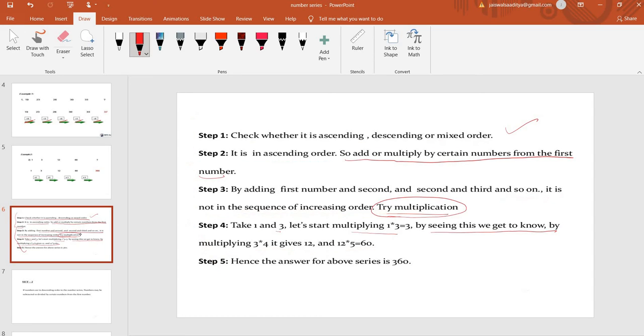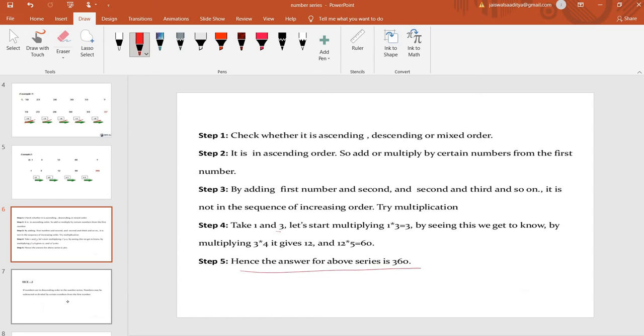So that was the pattern. We found a pattern: 3, 4, 5. First we have to multiply with 3, second we have to multiply with 4, then 5, and so on. And then at the last we get the answer as 360. This is what we have to do.